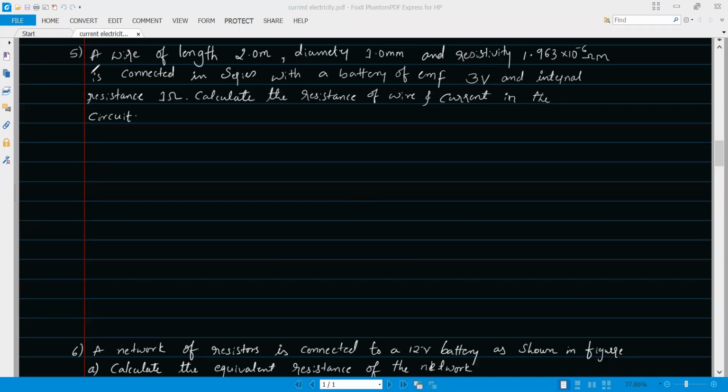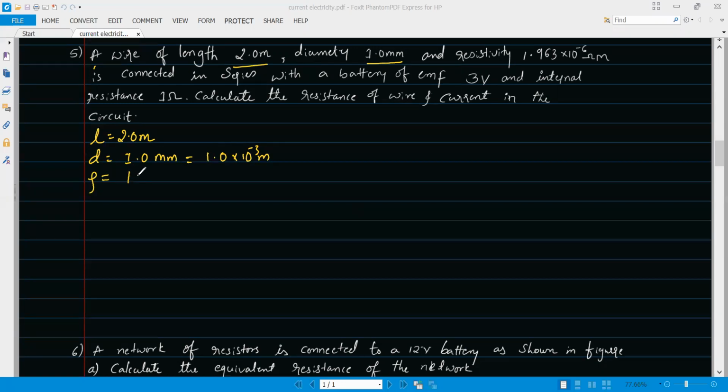Okay, let us see the next problem. A wire of length 2 meter, so the length is given, this is 2.0 meter. The diameter is given, D is equal to 1.0 millimeter. So millimeter is nothing but 1.0 into 10 to the power of minus 3 meter. And the resistivity, let us consider rho as the resistivity here.